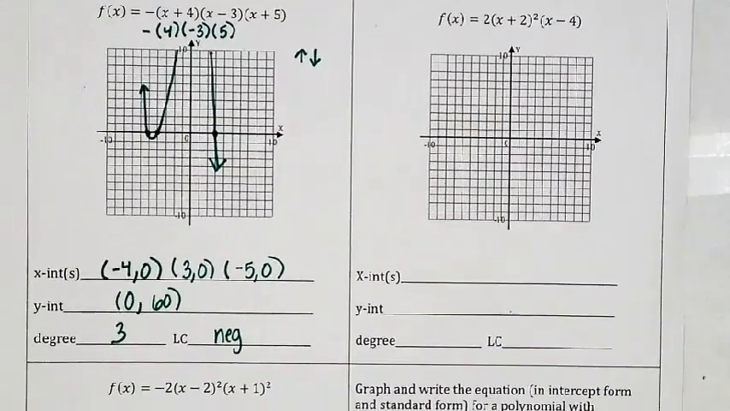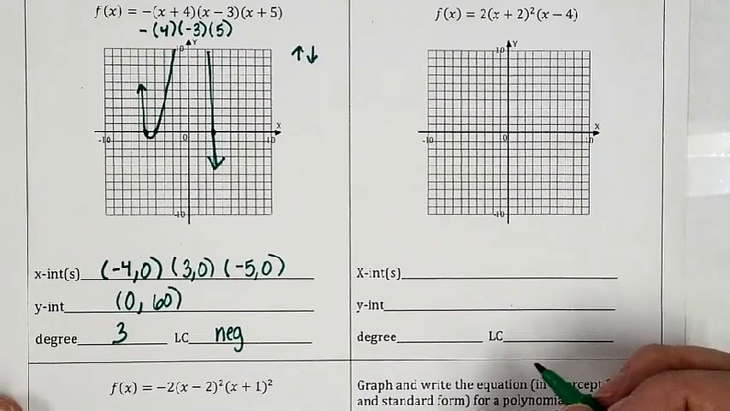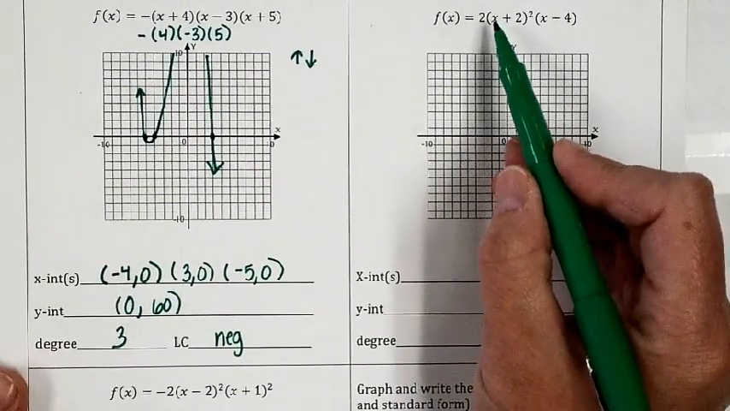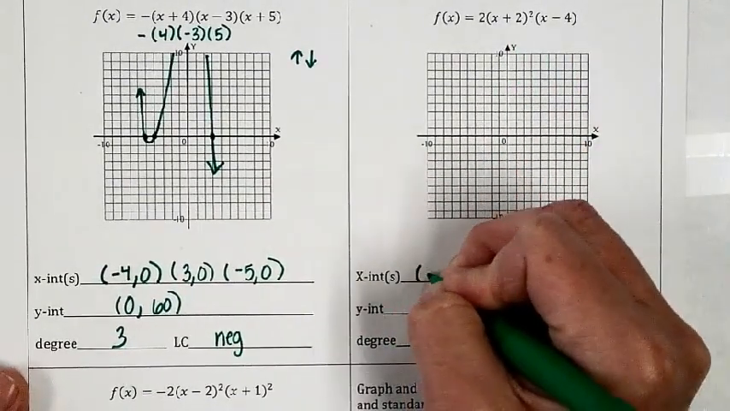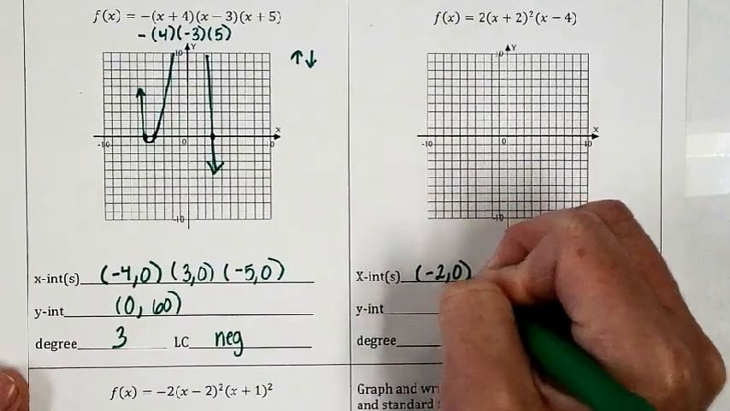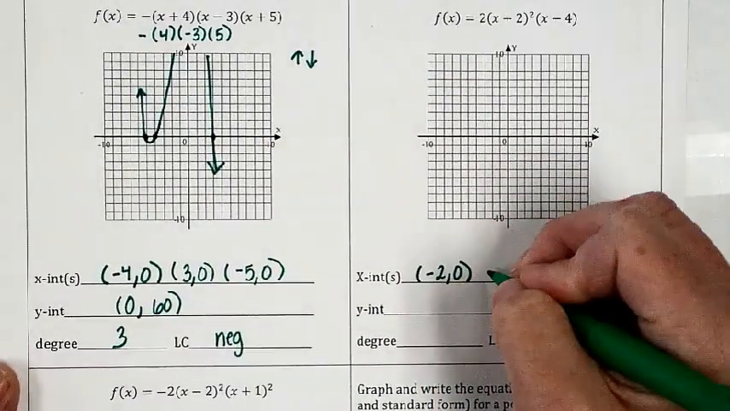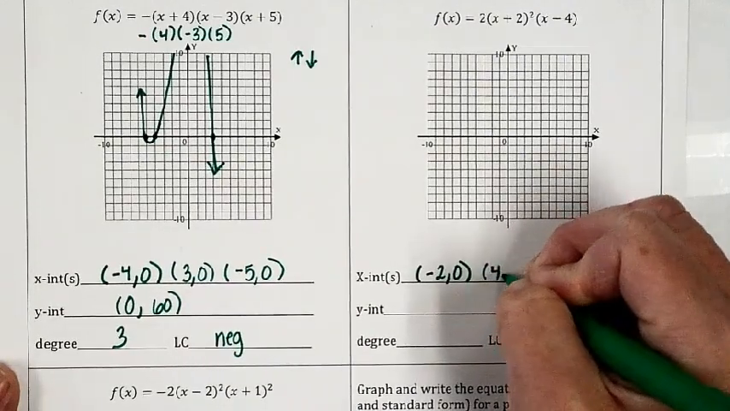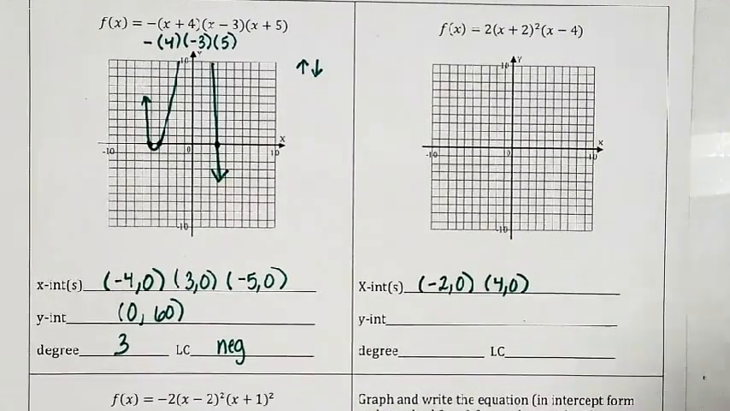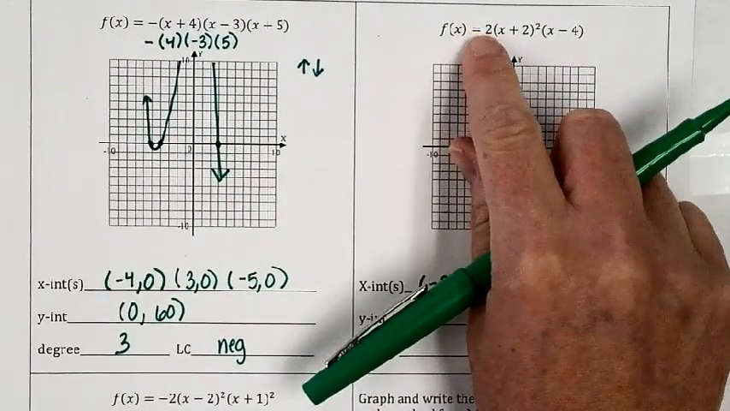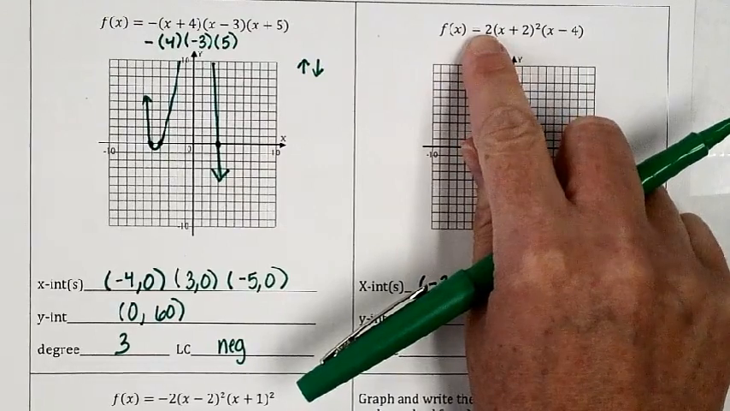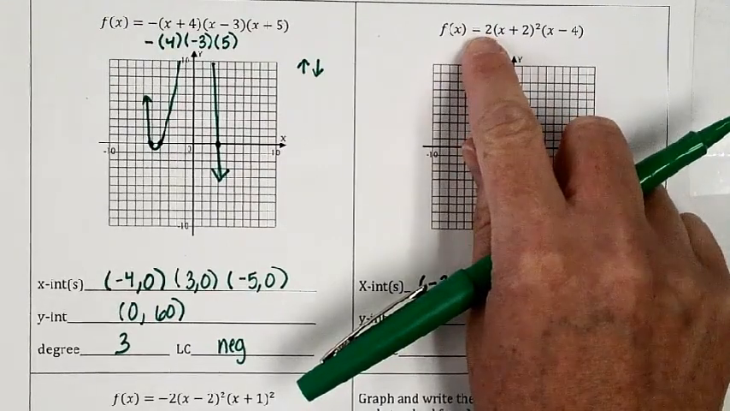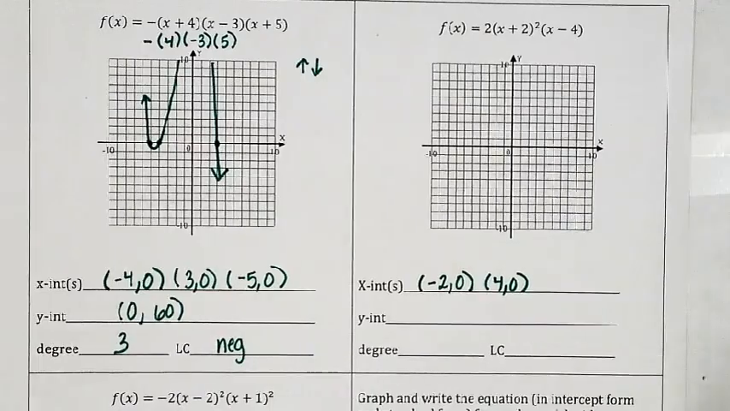Alright, let's look at the next one. F of x is equal to 2 times x plus 2 squared times x minus 4. So x-intercepts. The first one that I come across is this x plus 2, which would be at negative 2, 0, and then x minus 4 gives 4, 0. Now, a big question that I had, well, what about the 2 here? There is no x with this 2. So it's just the scale factor, no x.